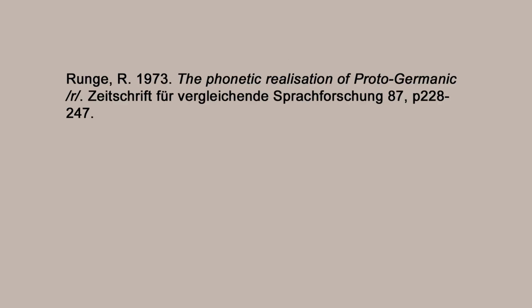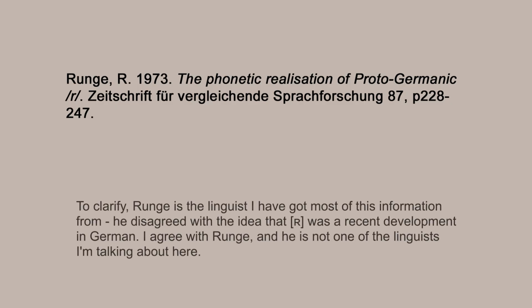To try to get to the bottom of this, we'll need to explore the history of the uvular R in German. Some early historical linguists assume that the uvular R sound originally developed in French, and that Germans in certain cities then borrowed it from French and it spread north from there.